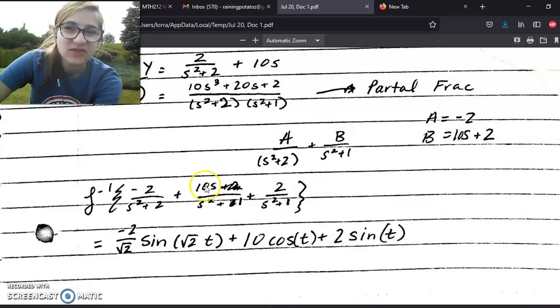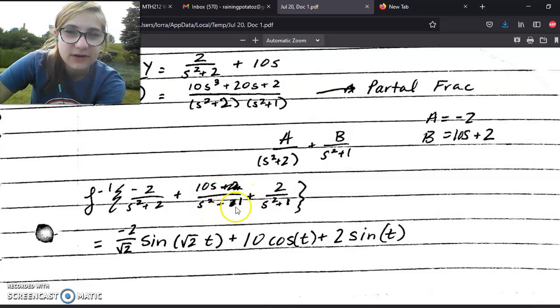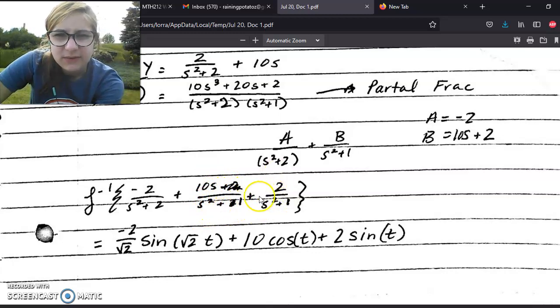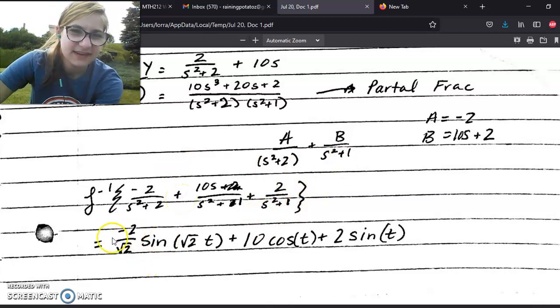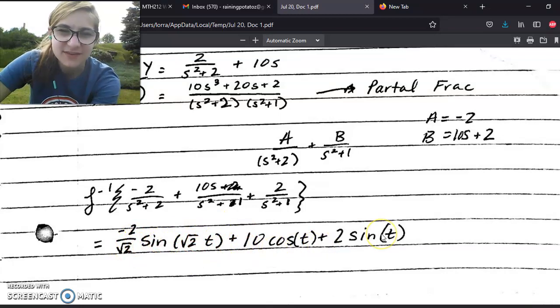And then I just separated out, so the inverse of -2 over s squared plus 2, and then I once again separated 10s over s squared plus 1 plus 2 over s squared plus 1, and then I took the inverse Laplace to get -2 over root 2 sine root 2t plus 10 cosine t plus 2 sine t.